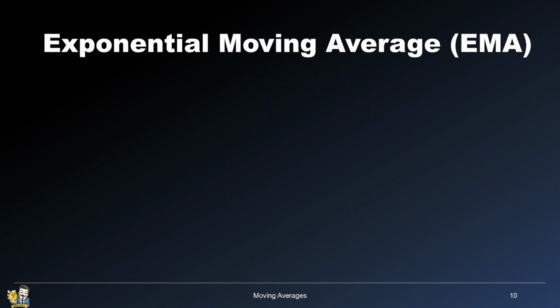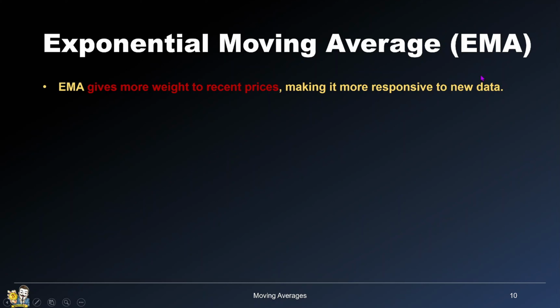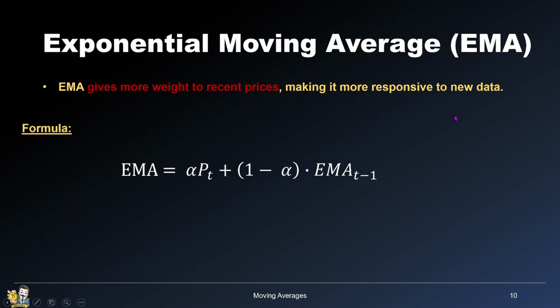Let's now talk about the exponential moving average, or EMA. Unlike the SMA, it gives more weight to recent prices, making it more responsive to new data. Here's the formula used to calculate the EMA. As you can see, PT, which is the most recent price, is multiplied by a weighting factor called alpha. This alpha is equal to 2 divided by n plus 1, where n is the period. So, alpha determines how much importance is given to the latest data compared to the older ones.